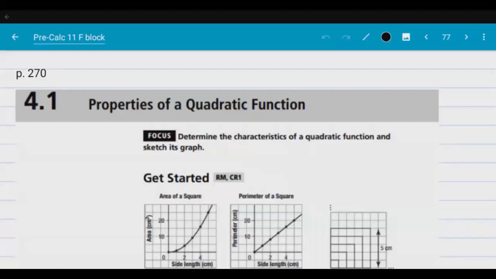Hello, everyone. So, we are now about to begin chapter 4, and this is where we'll be focusing on quadratic functions. As always, I will be sharing my screen, and here we go. This is page 270, 4.1 properties of a quadratic function.